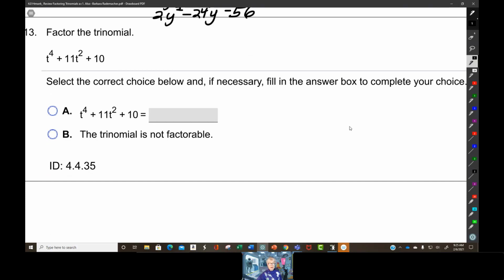So now, a new method that's still A equals 1. But it's a quartic. How can we factor a quartic? By using an ancient method called u-Substitution.